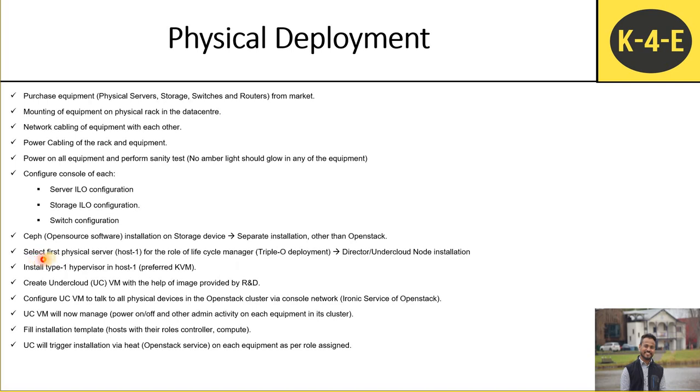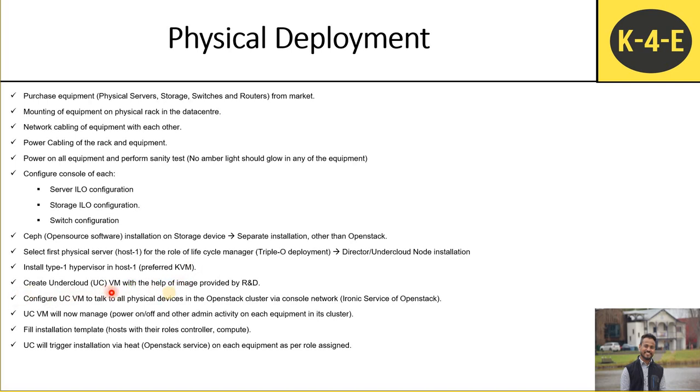Then you select the first physical server as the lifecycle manager for TripleO deployment, which, as I informed earlier, Red Hat calls the director. In OpenStack TripleO terminology, it is called the undercloud node. Then you install a type 1 hypervisor on that undercloud node, the first node. KVM is the preferred type 1 hypervisor, though you can use any other also.